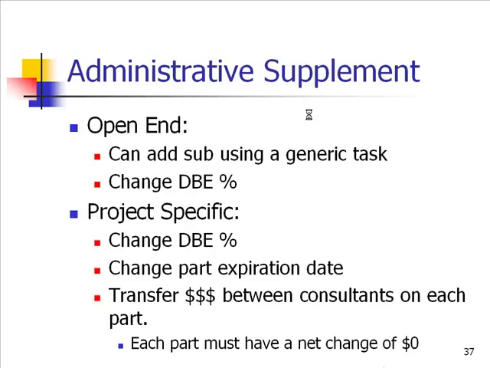For an administrative supplement for open-end agreements, you can add subs using a generic task. And you can also change the DBE percentage. For project-specific agreements, you can also change the DBE percentage, change the part expiration date, and transfer money between consultants on each part. But each part must have a net change of $0.